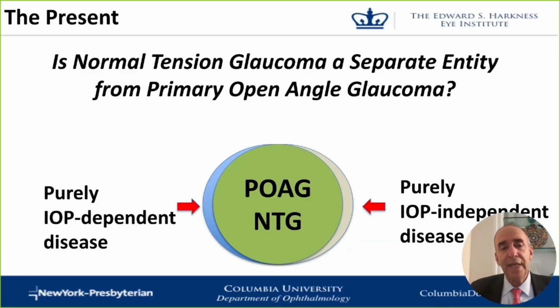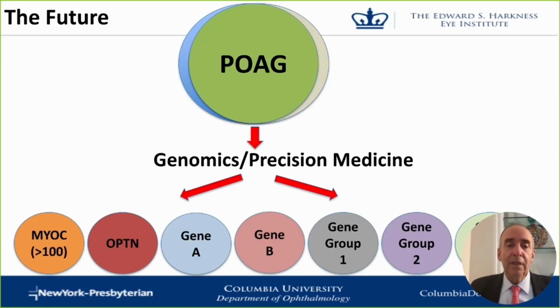And perhaps that's the best way to approach this question. Is normal tension glaucoma a separate disease entity from primary open-angle glaucoma? Surely they overlap tremendously. There may be diseases that are purely intraocular pressure dependent, and maybe there are some patients who have a purely IOP independent disease process. But the best way to tease out these differences is going to be through genetics.